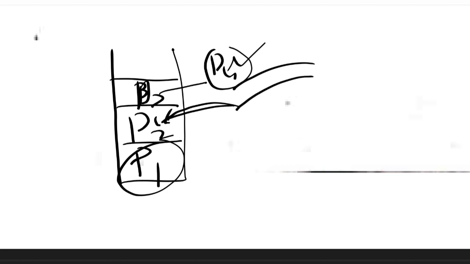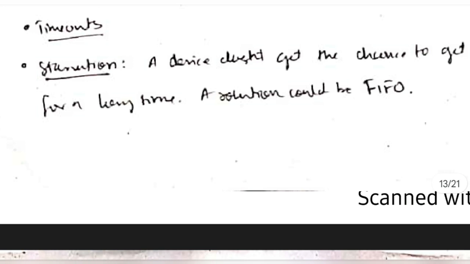Then two processes came, P5 and P6. So P5 was executing, it got finished. P7 came. So what you can observe is the new processes are coming and they are getting the chance. But the old process, which is P1, is still there. That is known as starvation. Okay, this can be avoided by using first in first out. In first in first out, whichever process comes first, it will get executed first, then the second process, then the third process. Okay, like that we can avoid starvation.